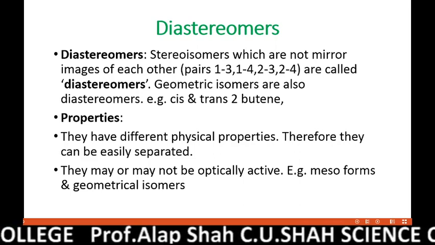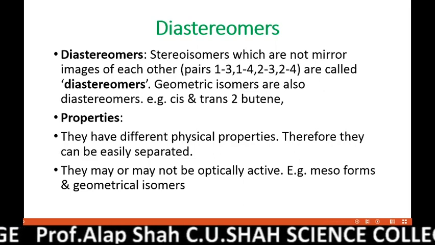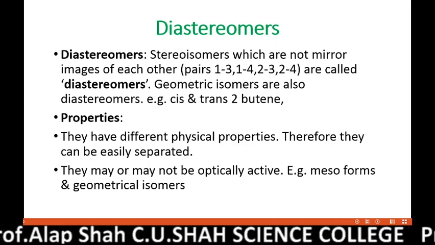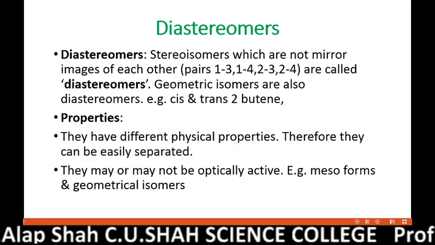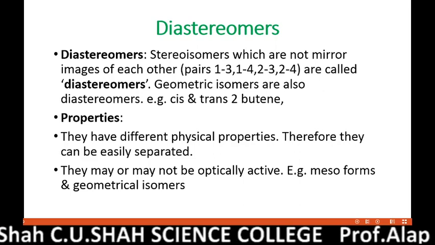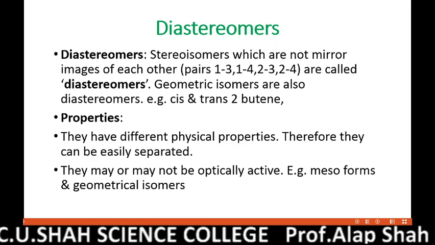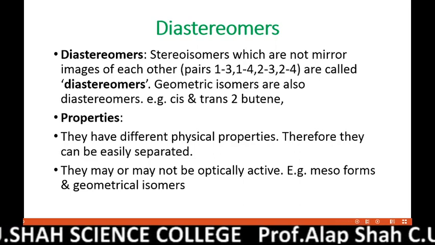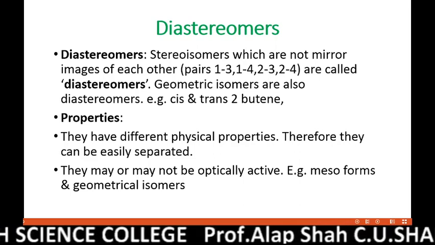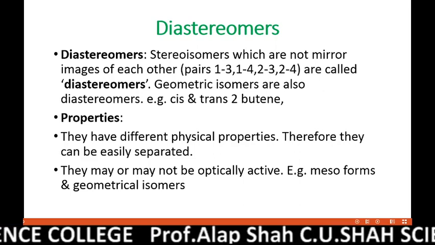Properties of diastereomers: they have different physical properties, and that's why they can be easily separated from a mixture. They may or may not be optically active. If you remember meso forms and geometrical isomers, meso forms have a plane of symmetry, and that's why the upper and the lower parts of the molecule are like mirror images of each other, and in spite of containing a stereocenter, a chiral center, they are optically inactive.